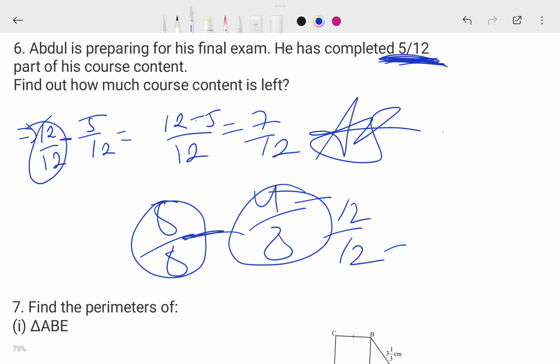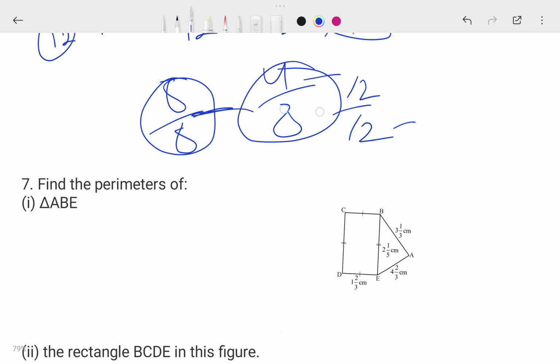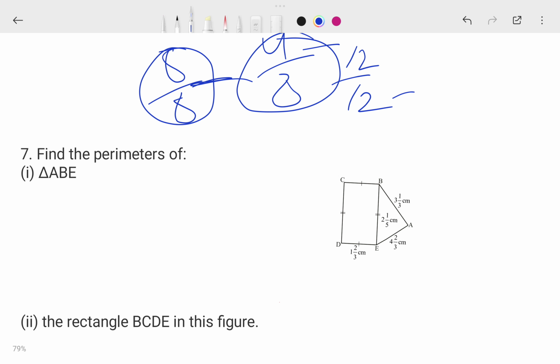Okay, so if you have any doubt, you can match this with your answer. Let me match this one. Now you can find this question here. This is our last question. I think it's going to take 1 hour. So our answer is 7 by 12.